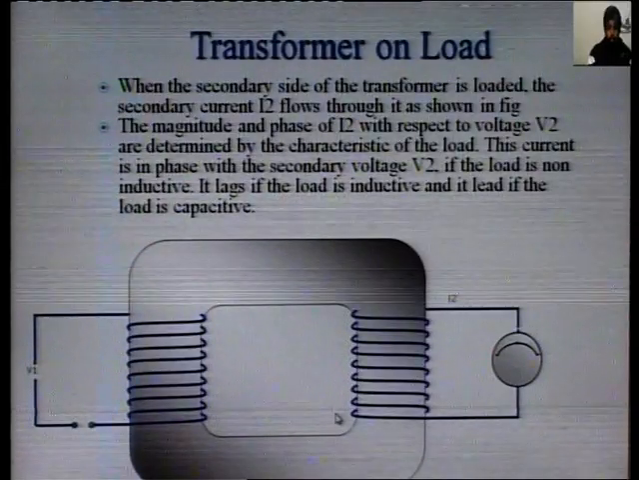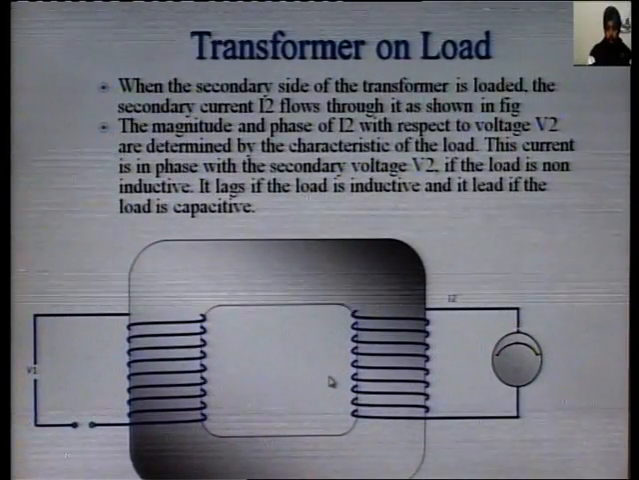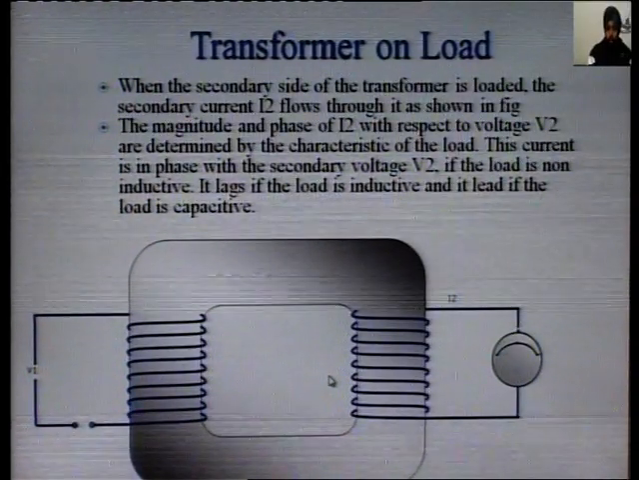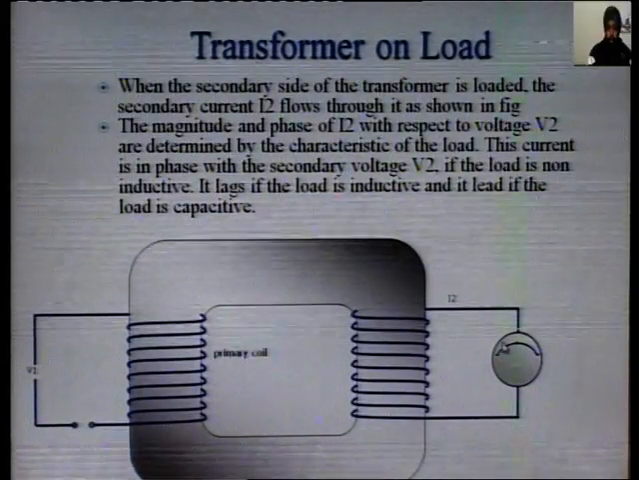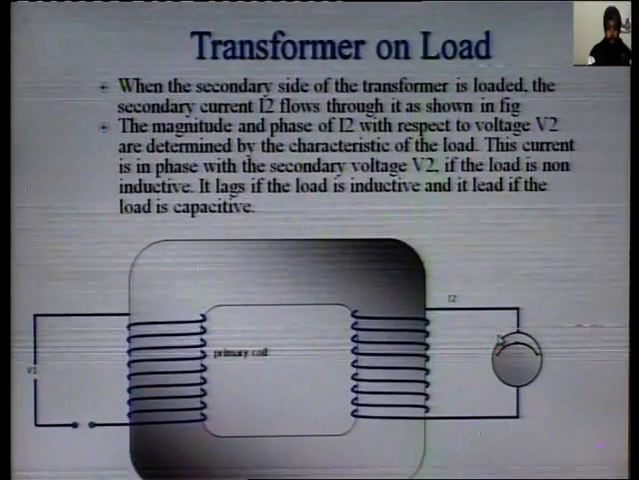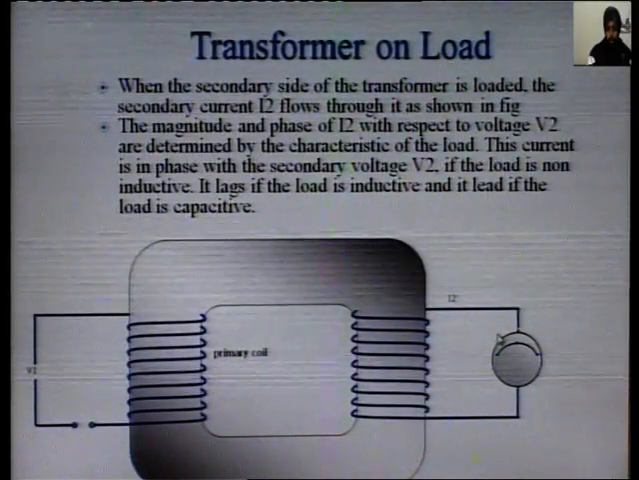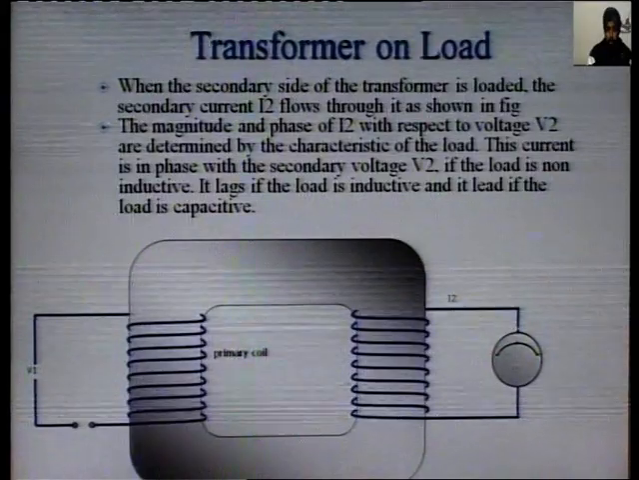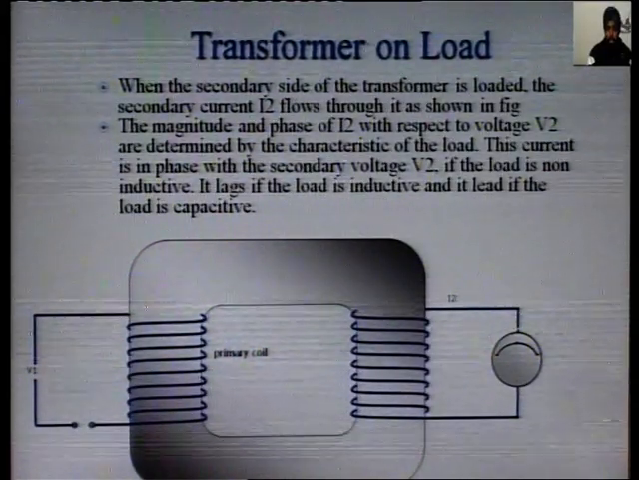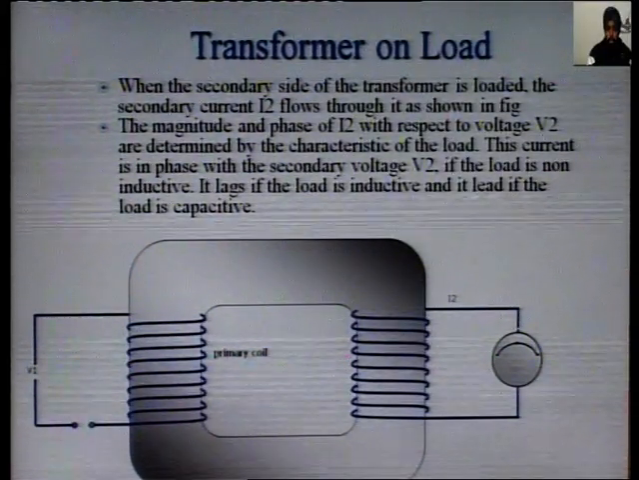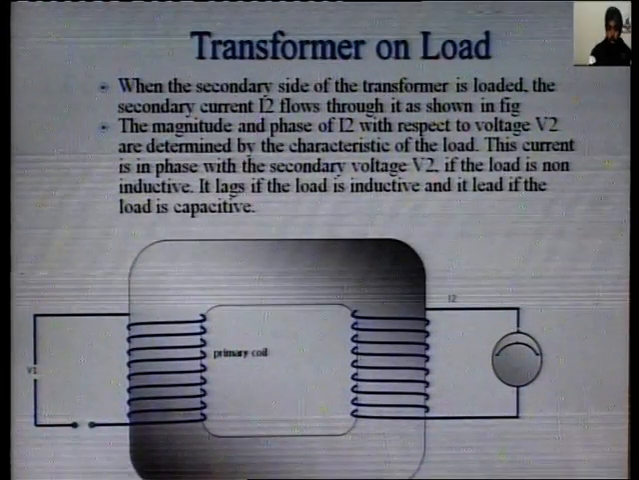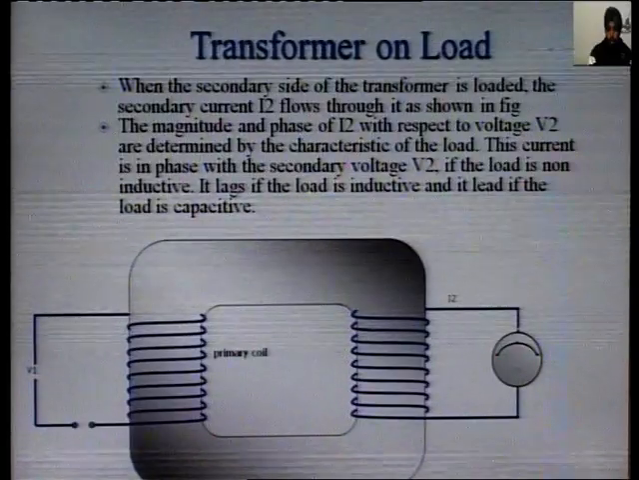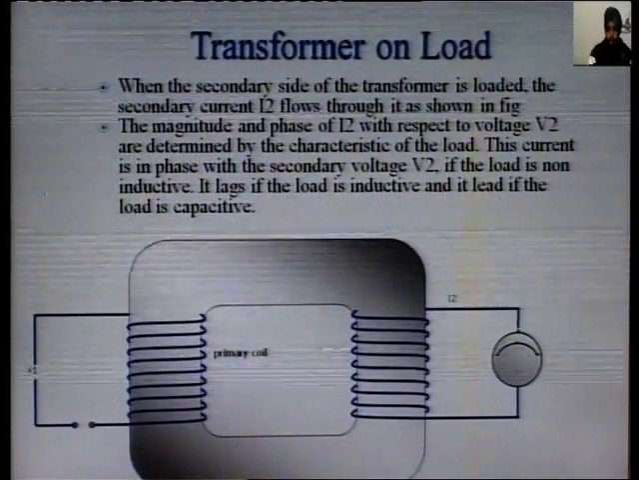When the secondary side of the transformer is loaded, the secondary current I2 flows through it as shown in the figure. The magnitude and phase of I2 with respect to voltage V2 are determined by the characteristics of the load. This current is in phase with the secondary voltage V2 if the load is non-inductive, it lags if the load is inductive, and it leads if the load is capacitive.